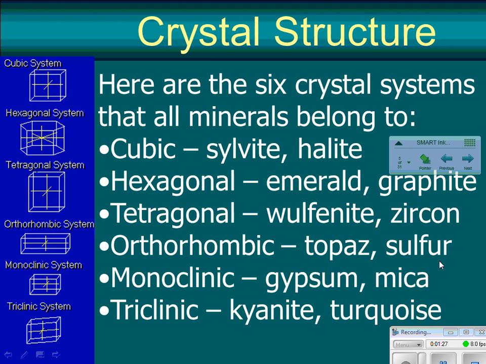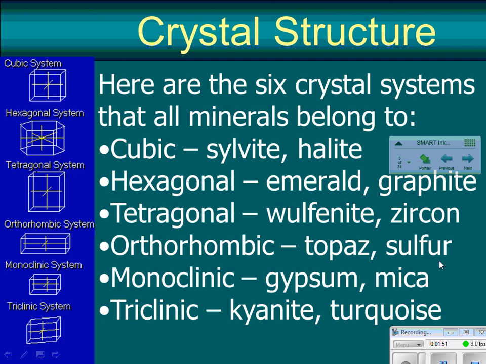Here are the 6 crystal systems that all minerals belong to. They can either be cubic, like halite or sylvite. Halite you'll actually see when we do the mineral lab in class. Hexagonal, like a hexagon. An emerald or graphite. You'll see graphite in the lab. I'm not going to give you any emeralds.